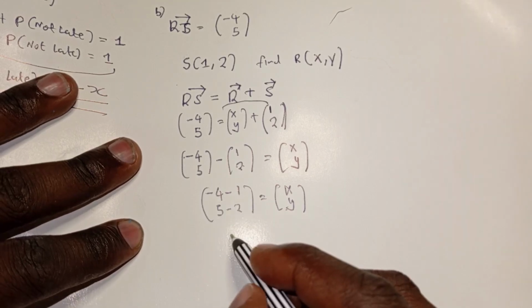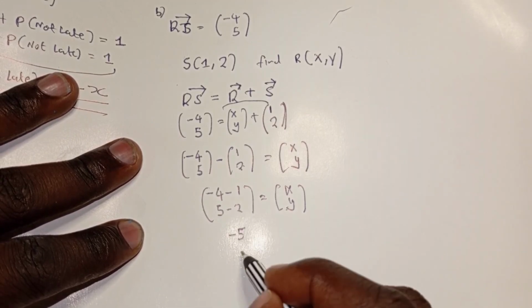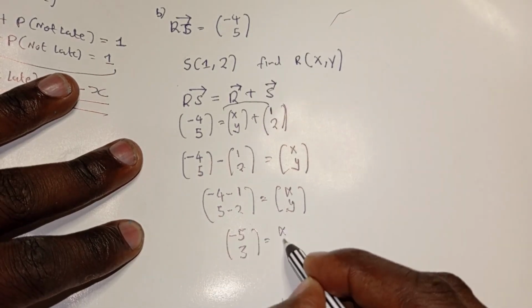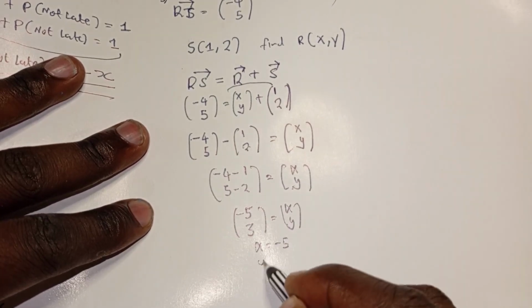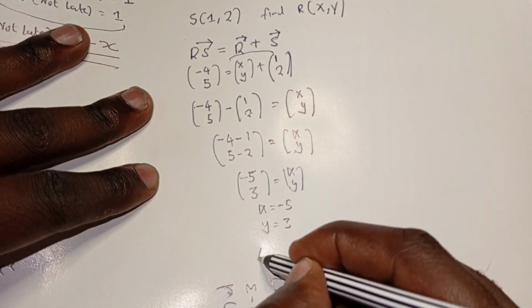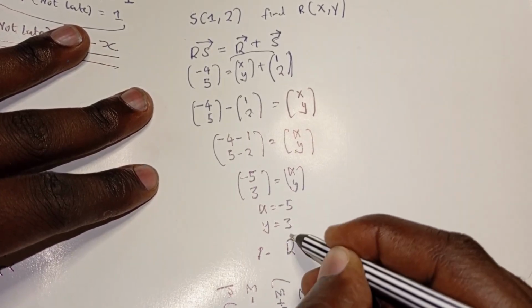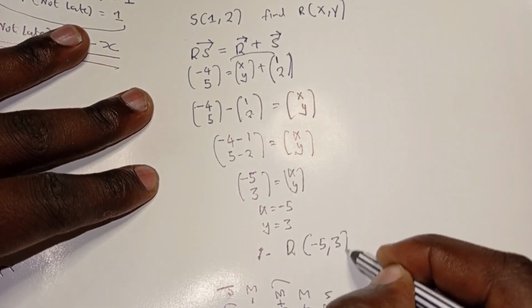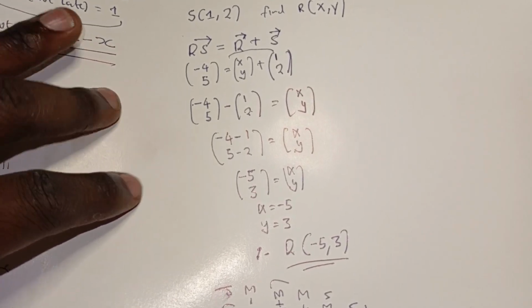The -4 minus 1, that will be -5. 5 minus 2, that is 3. So in other words, x is equal to -5, y is equal to 3. Then we write hence, or therefore, the vector r, the coordinates is -5, 3. That's how it ends, this one.